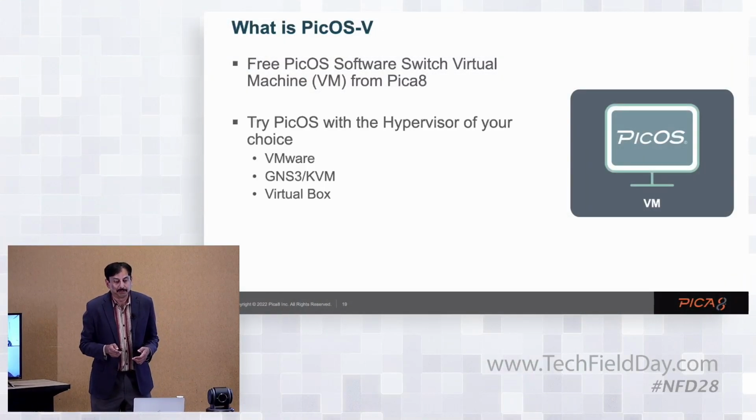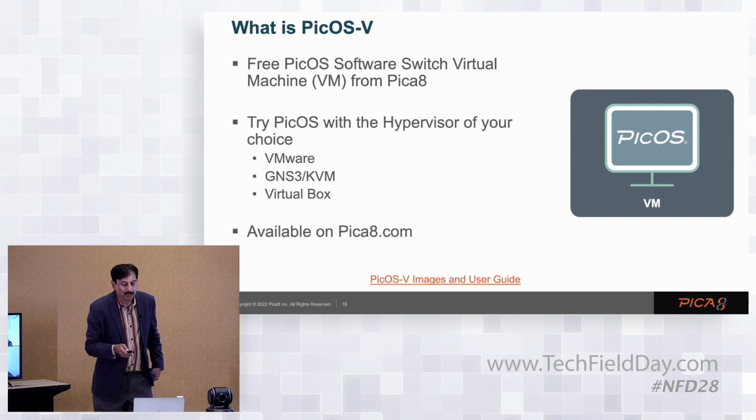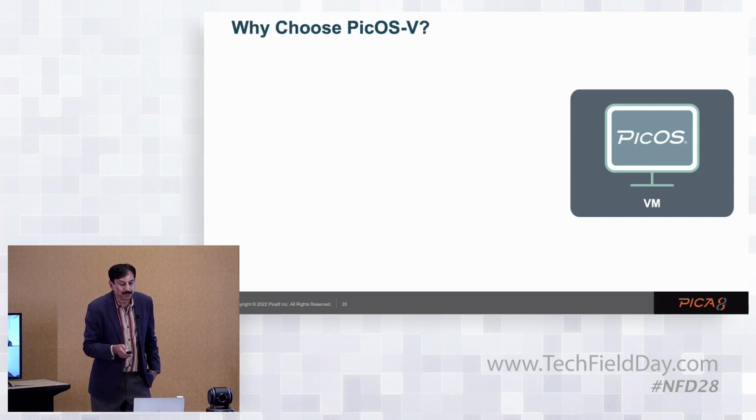So now I'm going to talk about the verification tool PicOS-V. It's a virtual switch, like a VM. You can download it from our site. We will be giving a link in this presentation. It can run on any hypervisor like VMware, GNS3, all that. You can have as many switches as you want to test prototyping, functional testing. You can get it from our website.